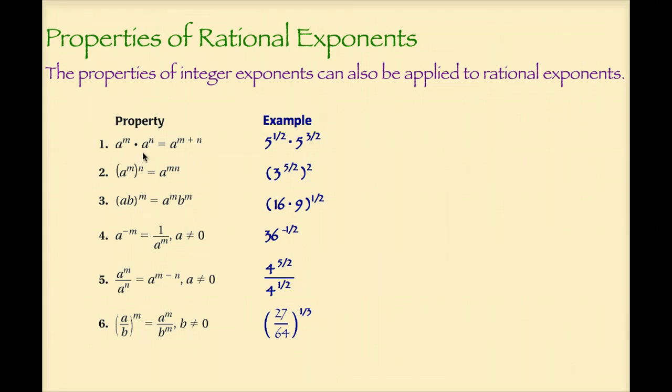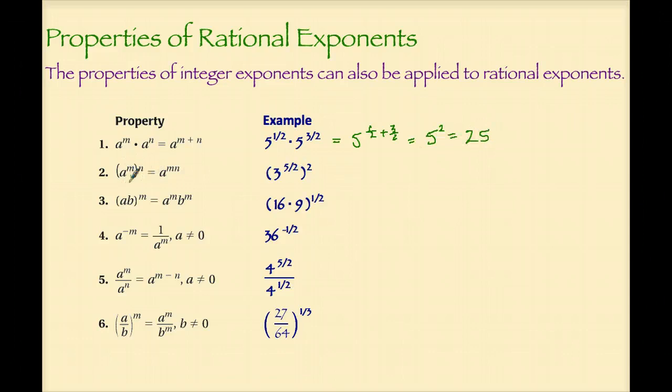When you have two expressions multiplied together and they have the same base, the rule says add the exponents. Therefore, we can do the same thing here. These two expressions have the same base, so we can say this is 5 to the 1/2 plus 3/2. Adding those exponents gives you 4/2, which of course is 2, and 5 squared is 25.